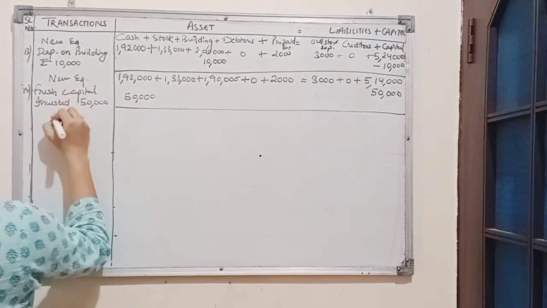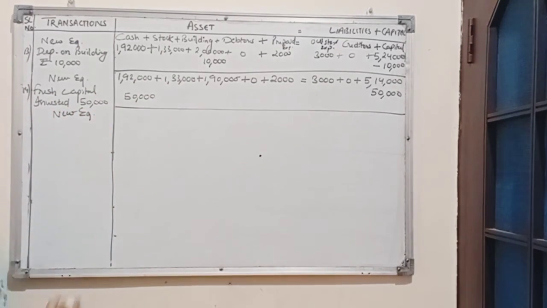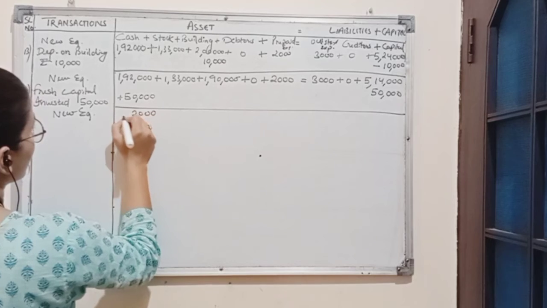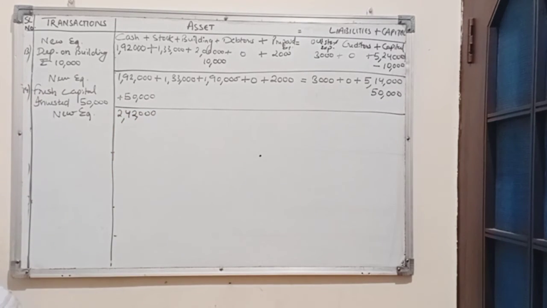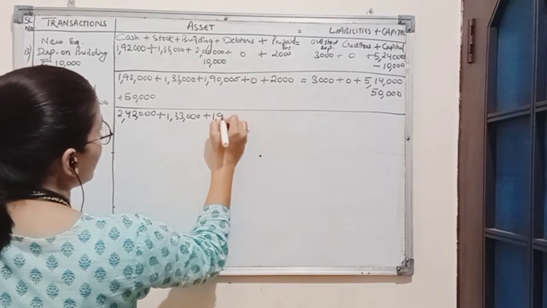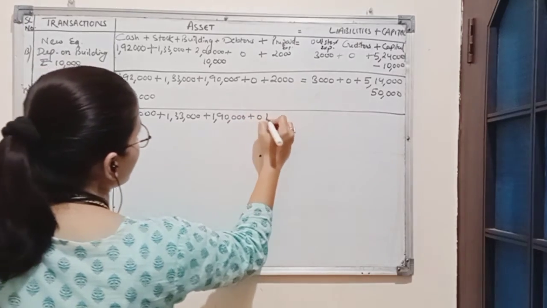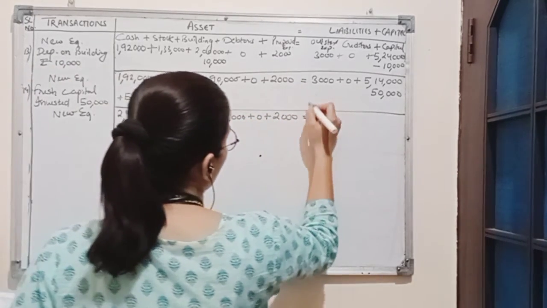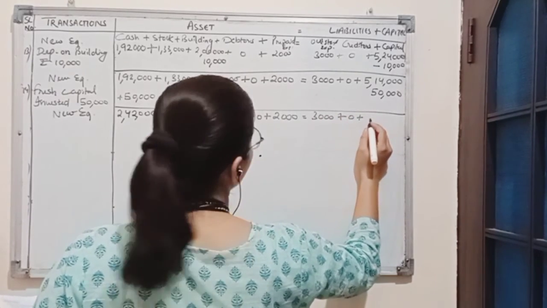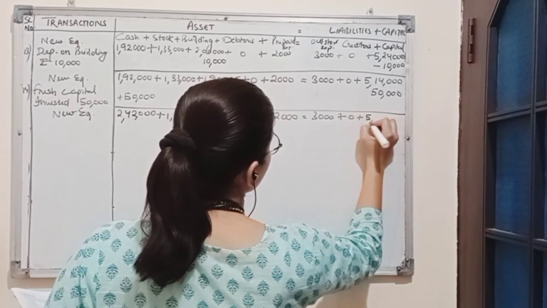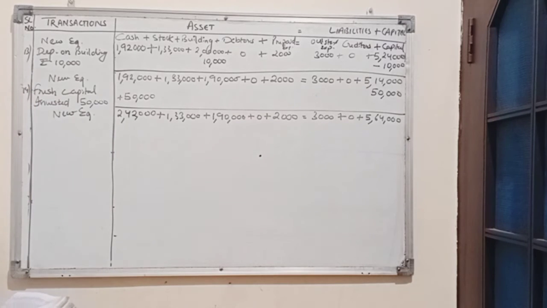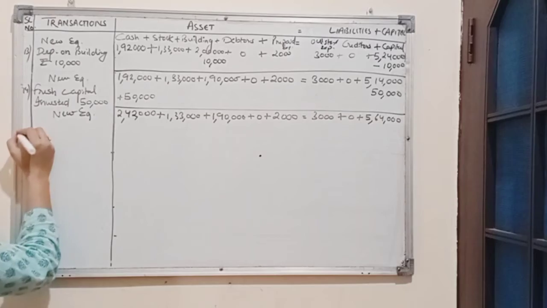So by solving this, we will get a new equation where cash will be amounted to rupees 2,42,000, stock 1,33,000, building 1,90,000, debtors 0, prepaid expenses 2,000, outstanding expenses 3,000, creditors 0, and capital amounted to rupees 5,64,000. Now the last transaction is purchased goods from Rakhi.